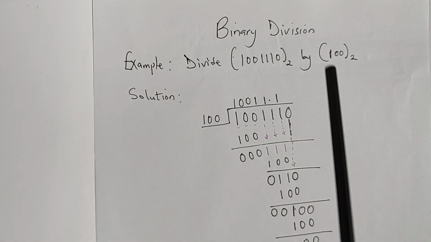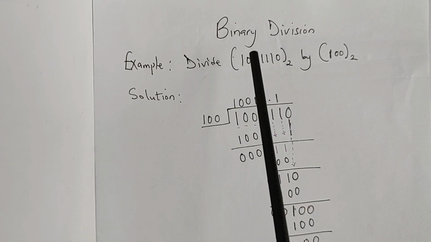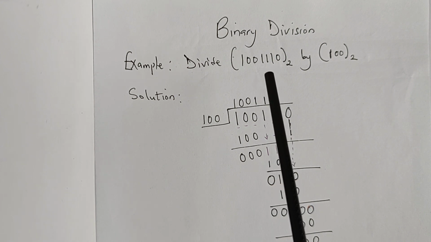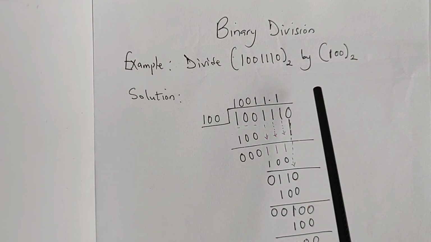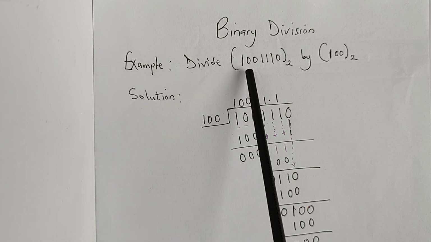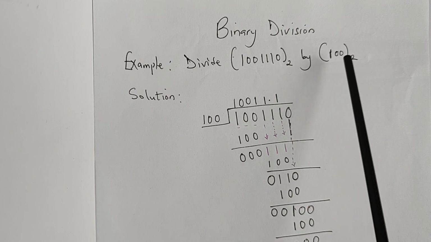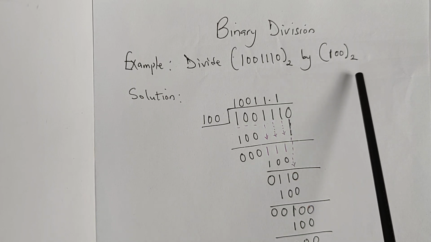In today's video we're going to be talking about binary division. So we're going to be carrying out the division operation in the binary number system. Now the example says divide 100110 base 2 by 100 base 2.